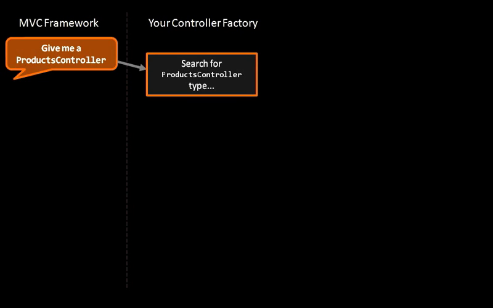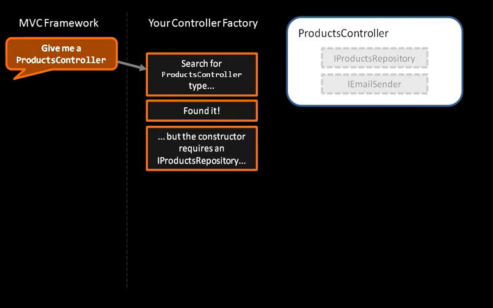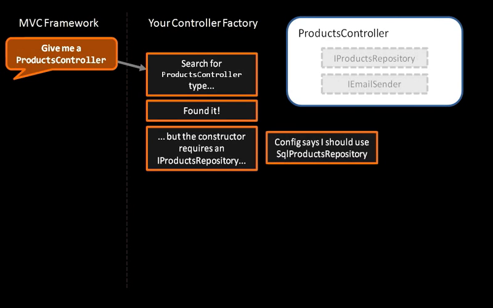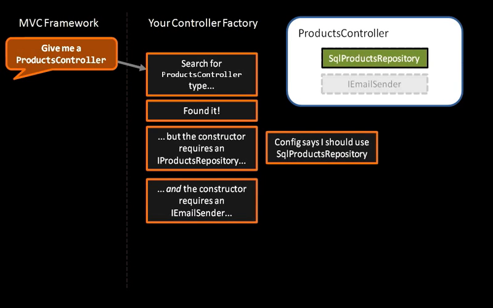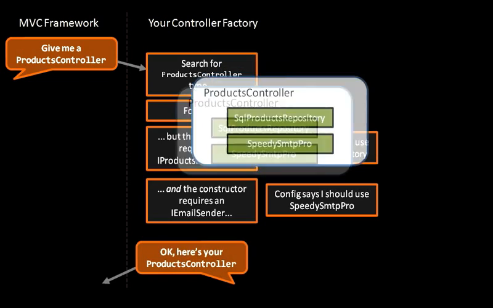If you have a custom controller factory, then when the MVC framework begins processing a request and needs a particular controller type, it will ask your controller factory to supply an instance. Your controller factory will probably scan your assemblies for the requested type. But when it's found that type, it might find that it has some dependencies of some abstract interface types. If so, your controller factory will need to decide which concrete types to use for each abstract dependency. The controller type might have multiple abstract dependencies, and so your factory will decide which concrete type to use for each one. Finally, you'll have got all the dependencies in place, so then you can return a fully instantiated and populated controller back to the MVC framework.